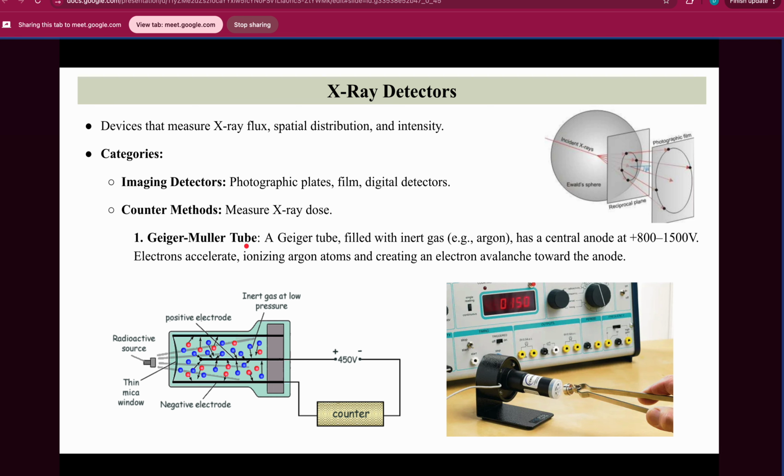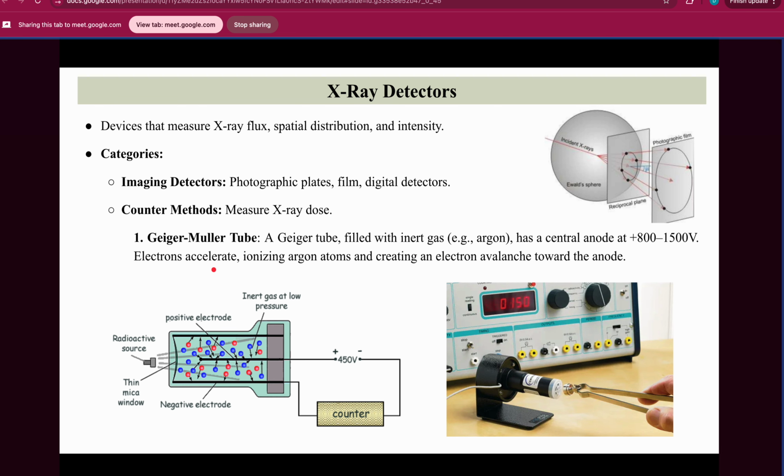The first of the counter methods is the Geiger-Müller tube. The Geiger-Müller tube is a tube which is generally filled with an inert gas, in many cases argon, and it has a central anode which is at 800 to 1500 volts.